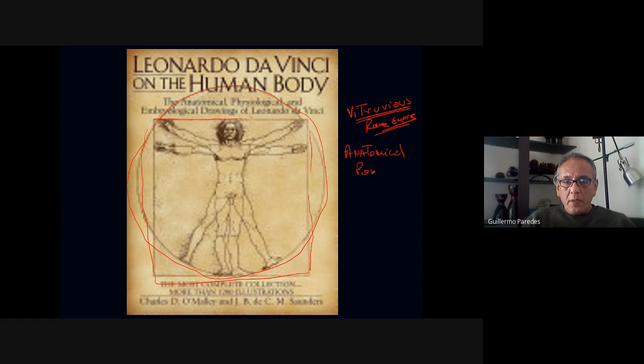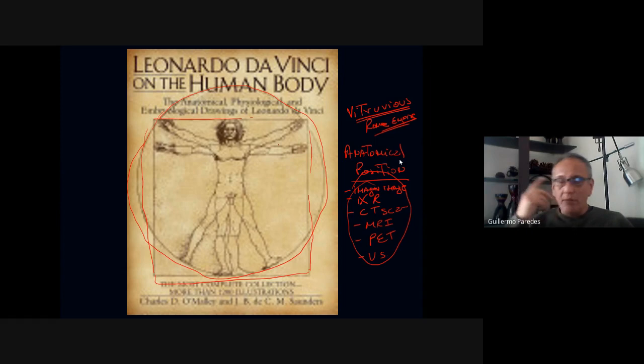This anatomical position is universal. You're going to use this in images in books. This orientation you're going to use for X-ray, the same orientation for CT scan, MRI, ultrasound. So everything is going to be related to anatomical position. Now you need to know what the anatomical position is. Anatomical position is standing up with the palms in front, like this.